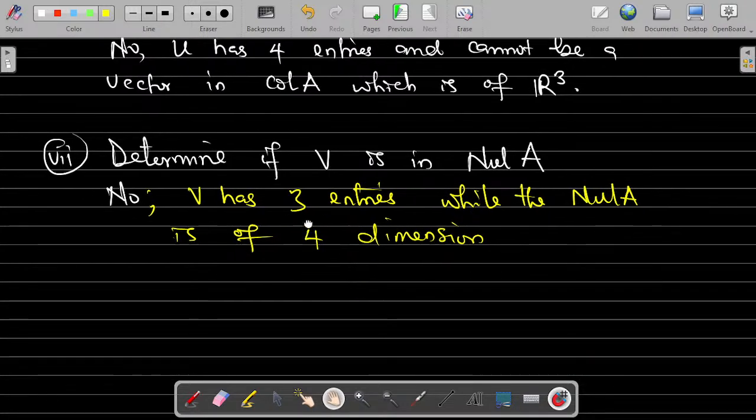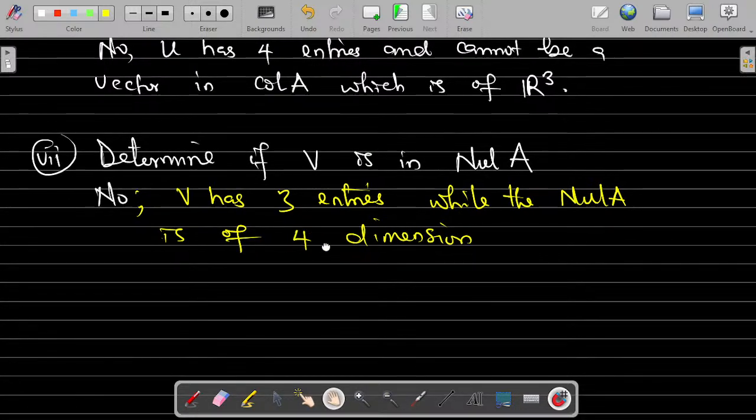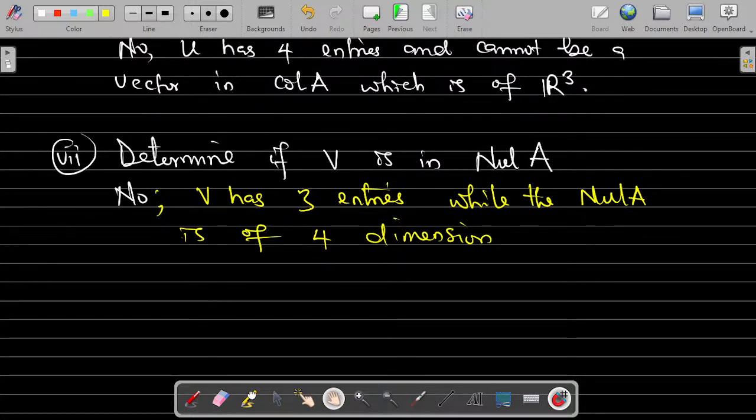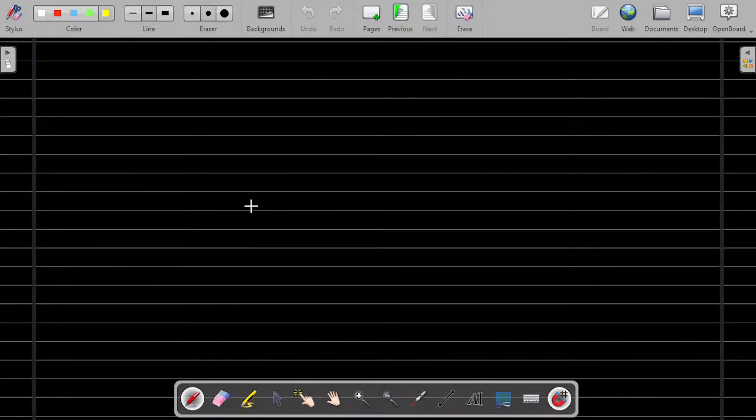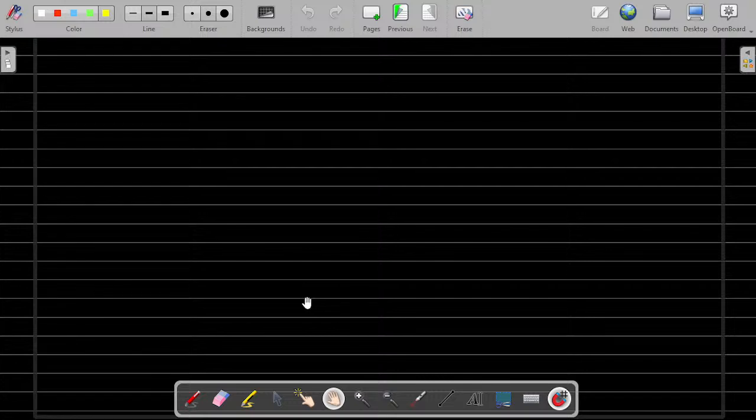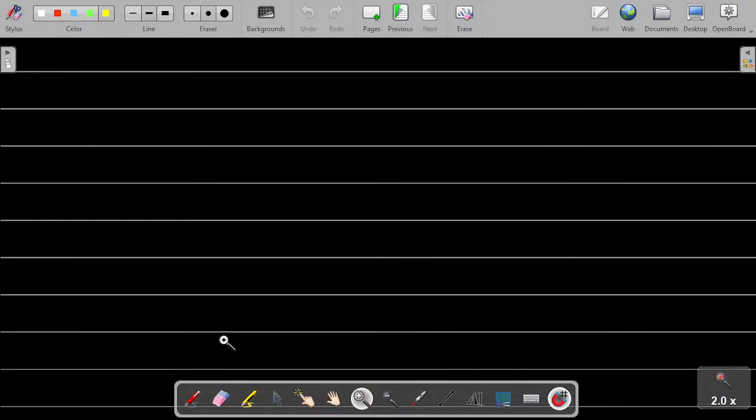So let us look at the next one, which is VII. I think that's the end of that board. Maybe we go to a new one. VII says that we should determine if V is in the column space of A.